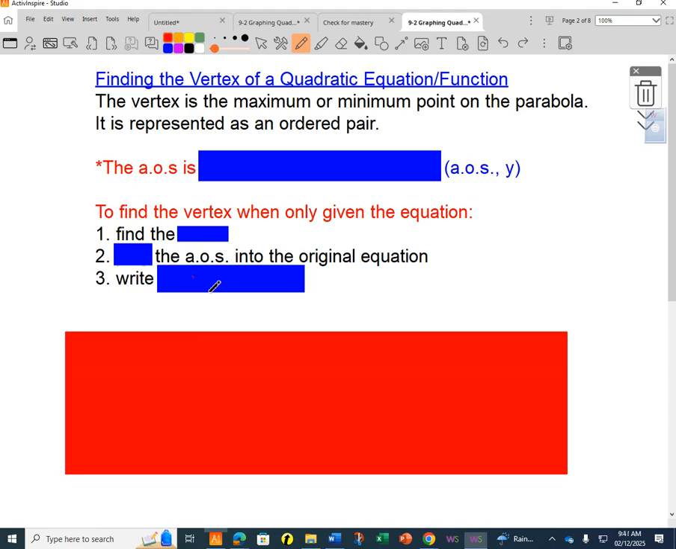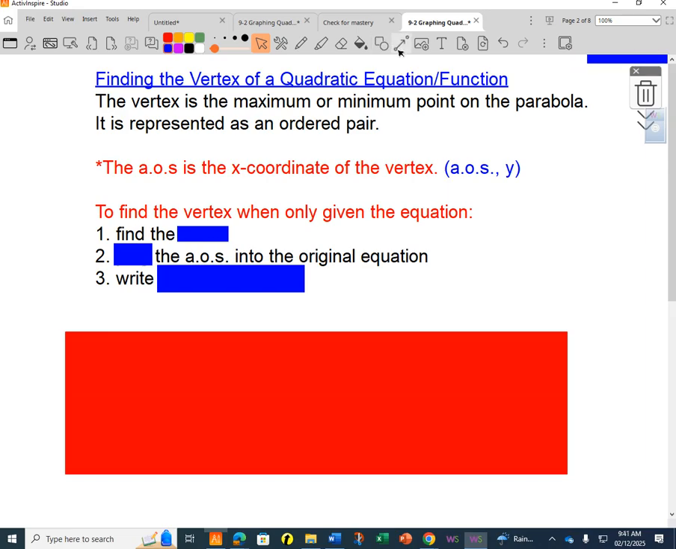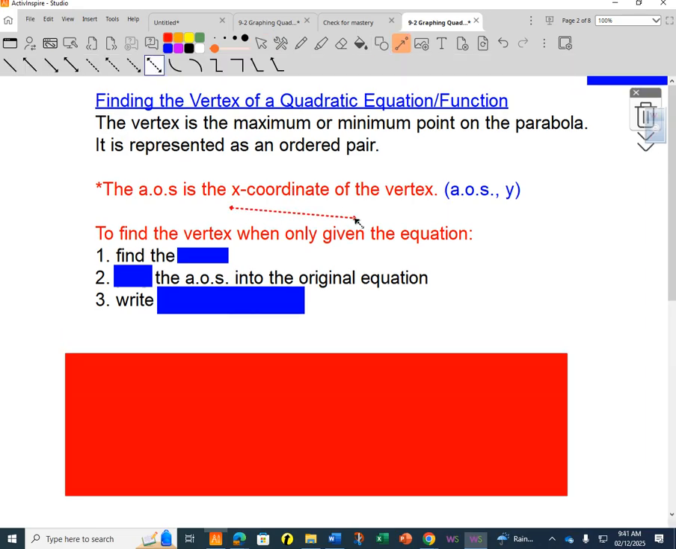We know that the vertex is the maximum or minimum point on the parabola, and we should know that it's represented as an ordered pair. We worked with that the last couple days. So the axis of symmetry, we've written it once, it's important, so we're writing it again, is the x-coordinate of the vertex. Then we have to find the y-coordinate. Once we know what the axis of symmetry is, all we have to do is find the y-coordinate, and then we will have the ordered pair for the vertex.